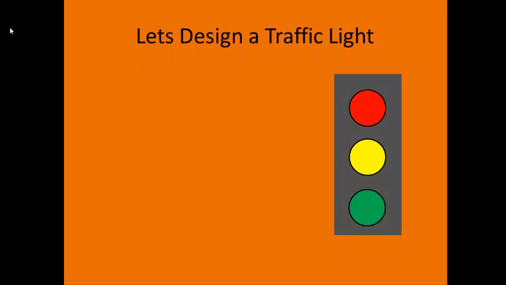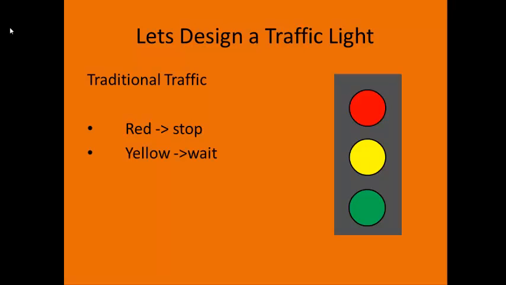Before we start, let us design our own traffic light system. In the traditional traffic light system, we have three lights: red to stop, yellow to wait, and green to move, which means we have three indications. So, let's start with our first design.